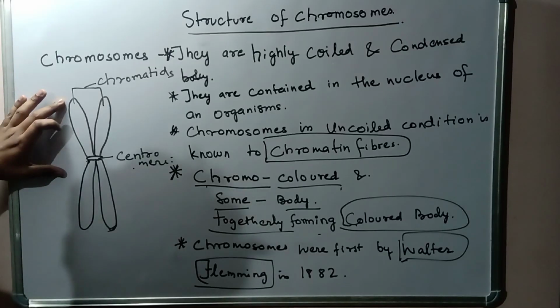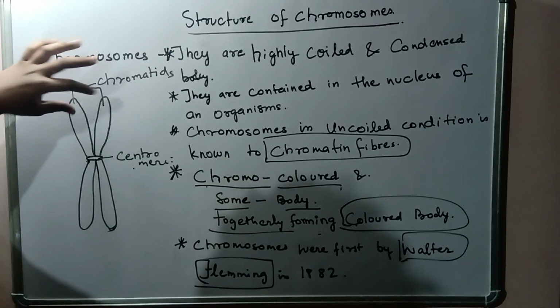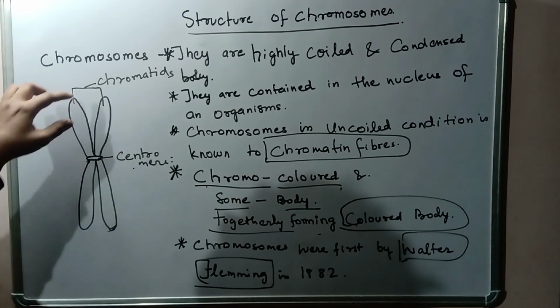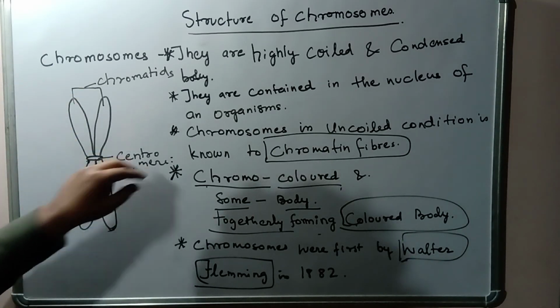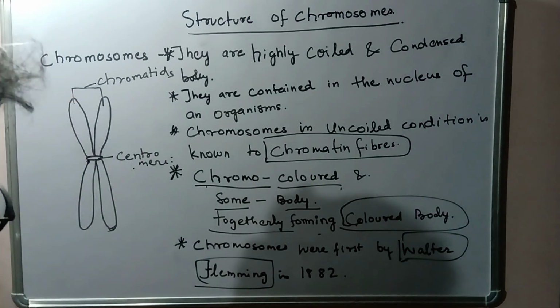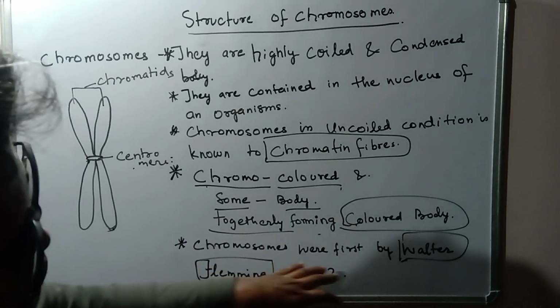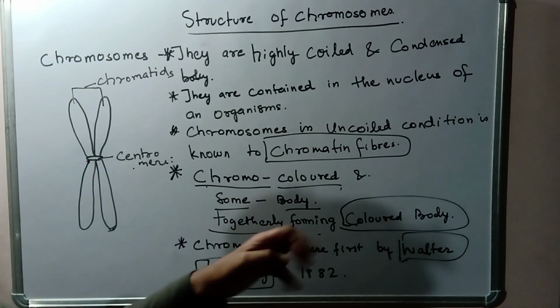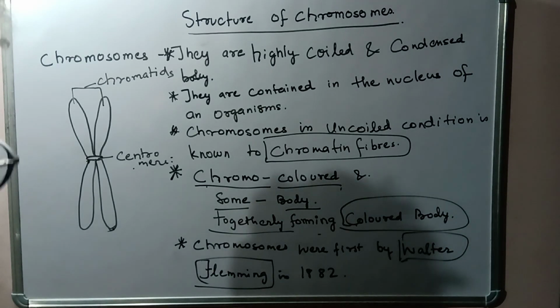Here is the structure of chromosome. With the two chromatids, it is in the duplicated form, and the point of attachment between these sister chromatids is known as the centromere. It is a point of constriction between the two sister chromatids. Chromosomes were first discovered by Walter Fleming in 1882 in the oocyte of salamander, which is an amphibian.